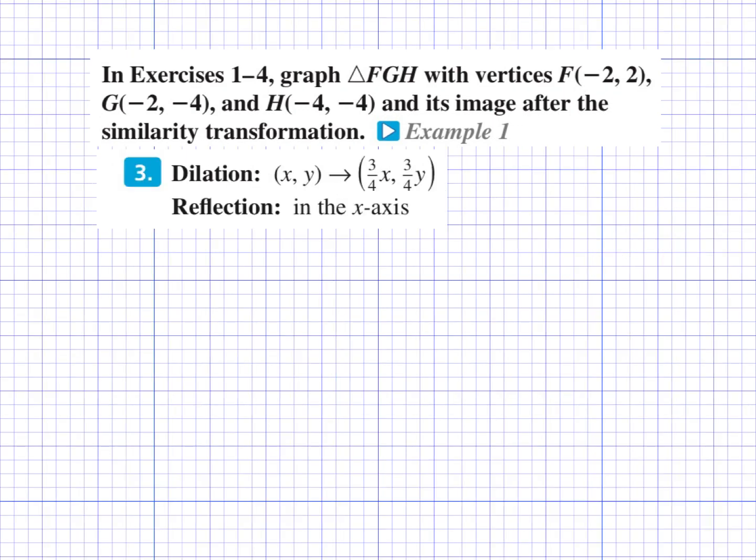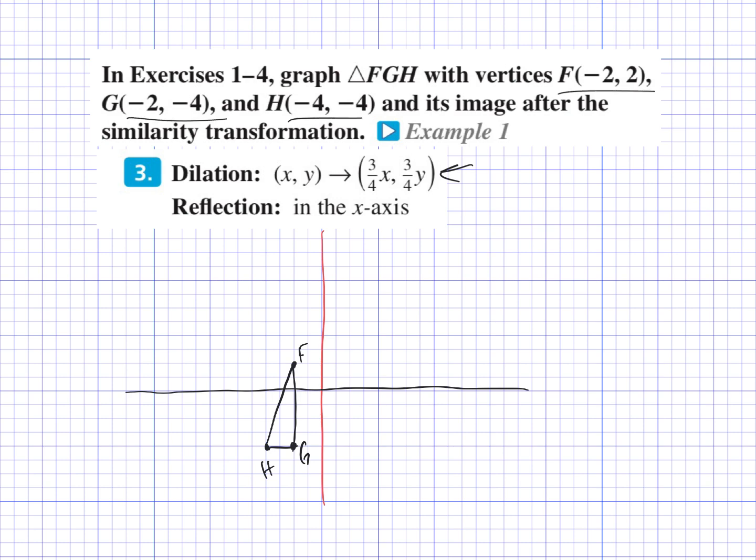Okay, let's go ahead and graph these. Do the same type of thing. Let's do black. All right, F is at -2, 2 again. G is at -2, -4. And H is at -4, -4. So same picture. And now we're dilating first. So we're going to take 3/4 of each of these values. So here's the trick. Multiply by 3 and then divide by 4. And that'll make you go faster.